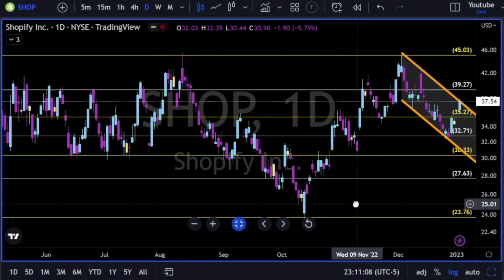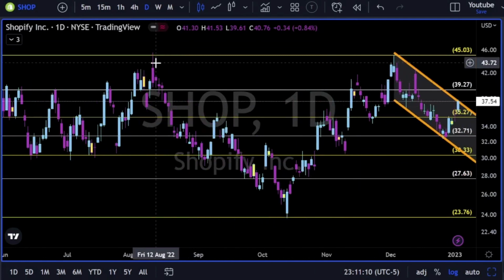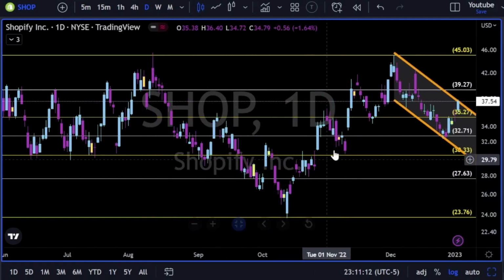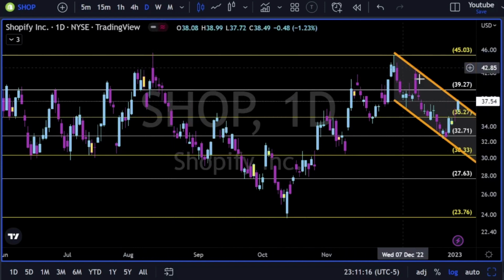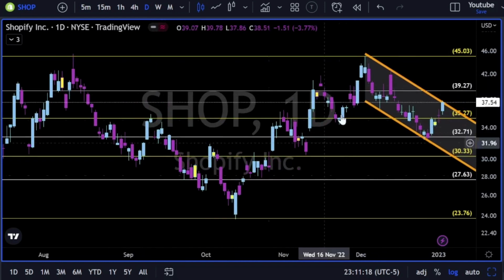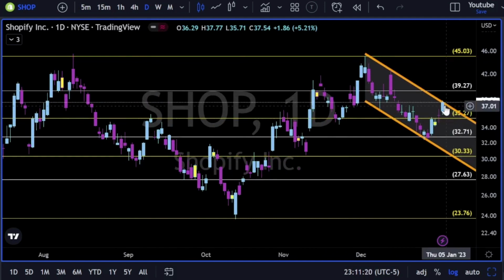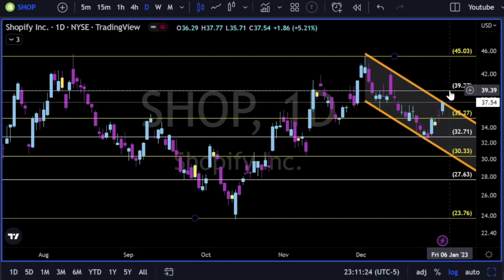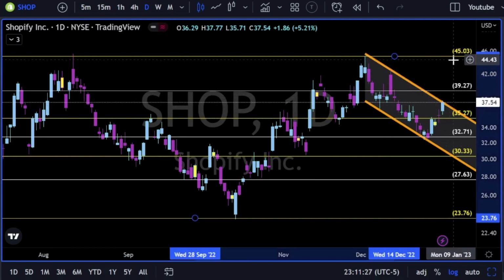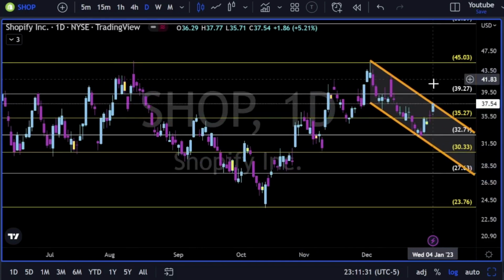Shopify. If you are a pattern trader, we can see a very big cup and handle in the form. Now let's see a break above this channel to the upside, above 39 towards 45, but I'm still waiting.